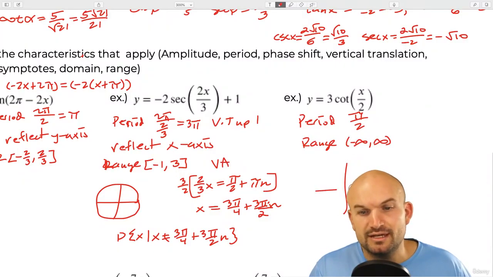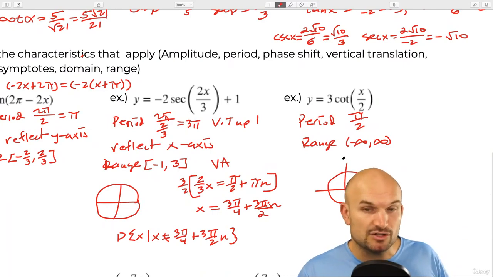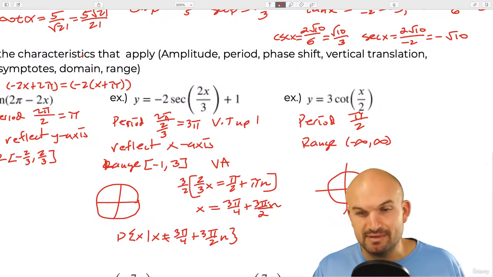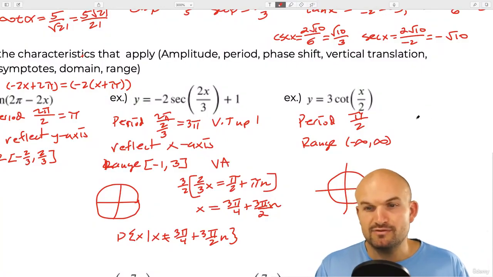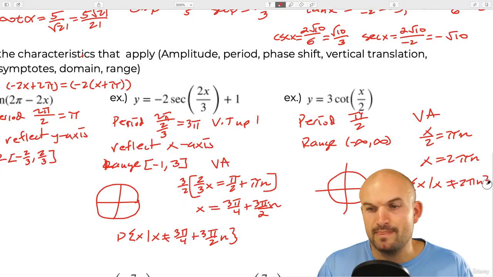We do want to know the asymptotes, though, to identify our domain. So we want to think about when y is going to be 0. So the cotangent function, if you recall, is x over y, right? So that's going to be undefined every pi n. So for my vertical asymptotes here, I'm going to take whatever's inside my function and set that equal to pi n. So x in this case equals every 2 pi n. So my domain is going to be x such that x cannot equal 2 pi n.